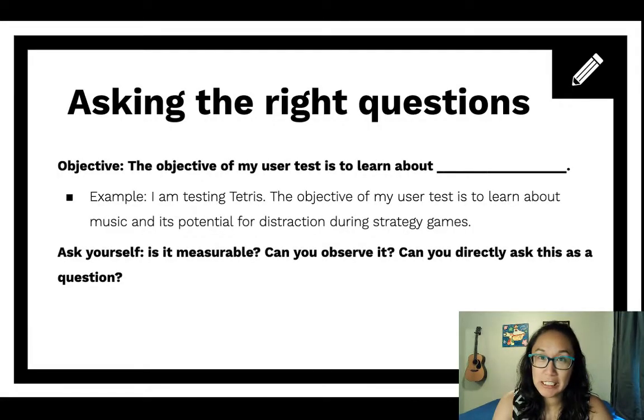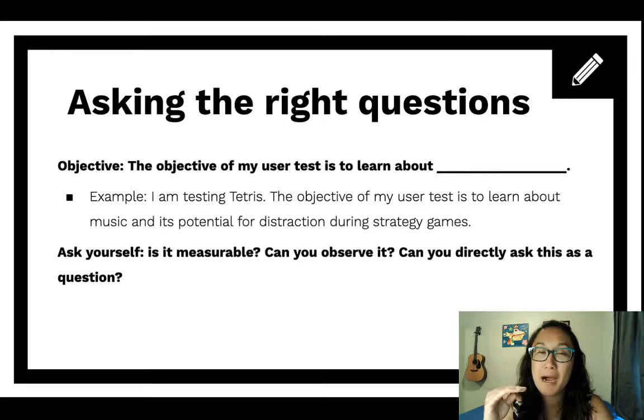So once you've selected the game that you want to write a study for, we need to make sure that we ask the right questions. And the only way we can do that is to first set up an objective. I mentioned that a little bit earlier in our previous video. Your objective is essentially the reason. Why are you running this study aside from me telling you to? What exactly is it that you want to learn?